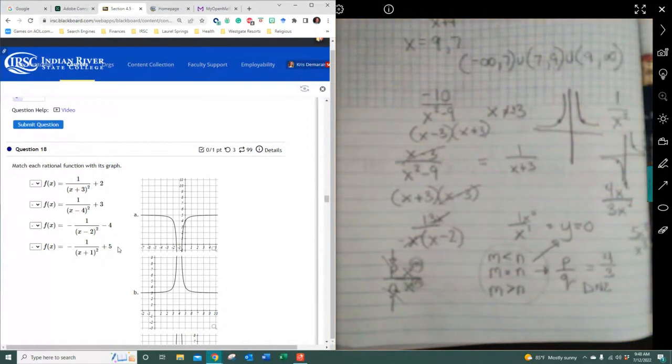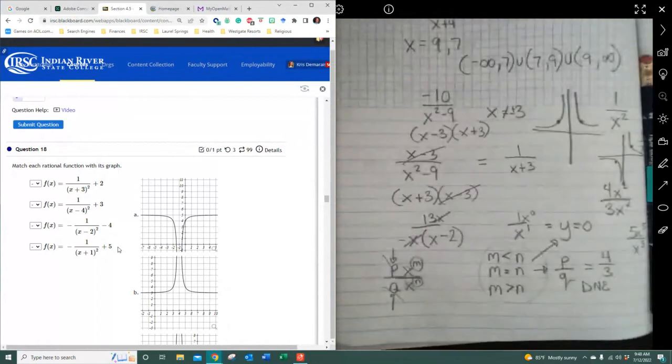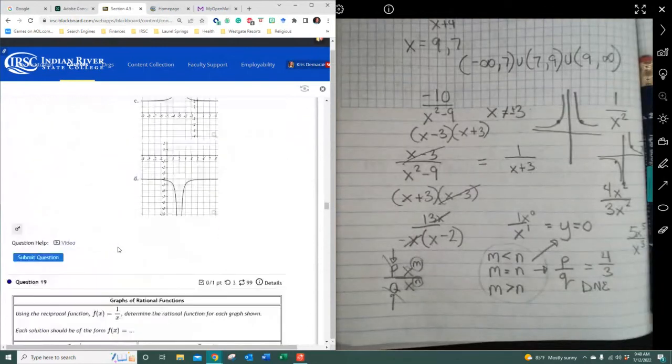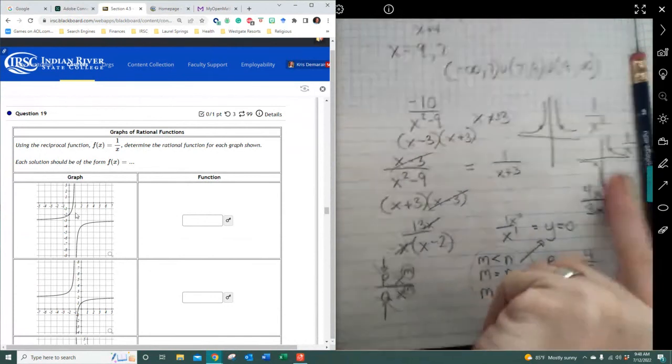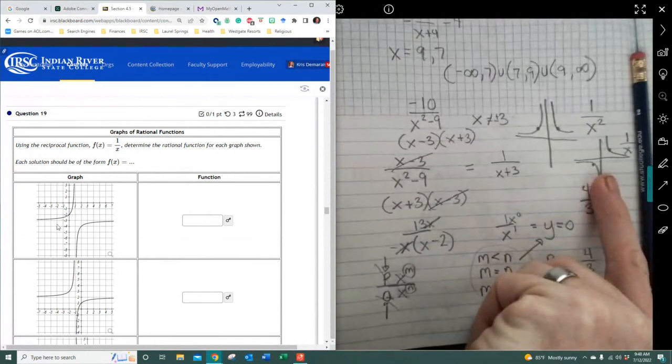I like those conversations because they're really important for the student to experience. So using the reciprocal function 1 over x, which is obviously our parent function, determine the rational function in each graph below. This one is the parent function, but remember the parent function is supposed to look like that. This is being reversed, so it's the opposite. That means it must have been reflected over the x-axis.